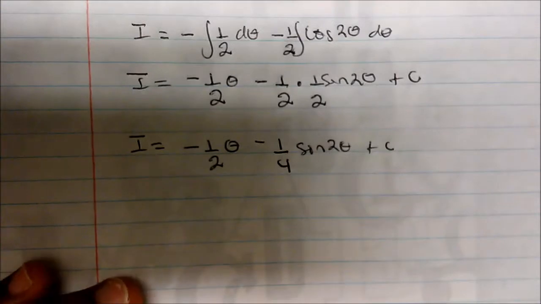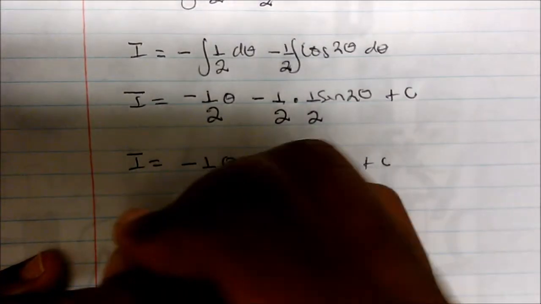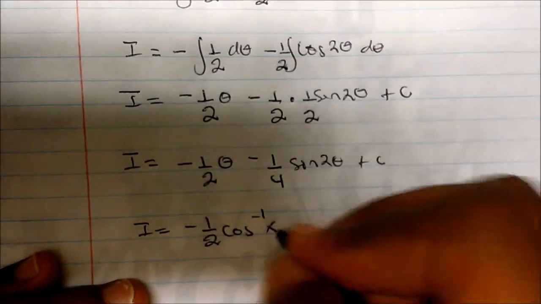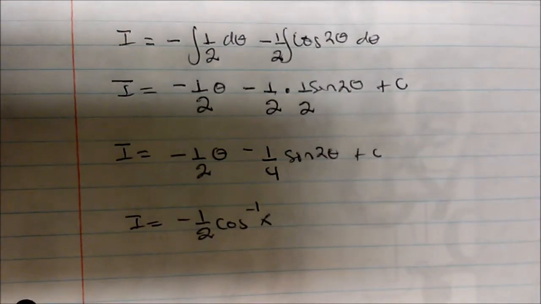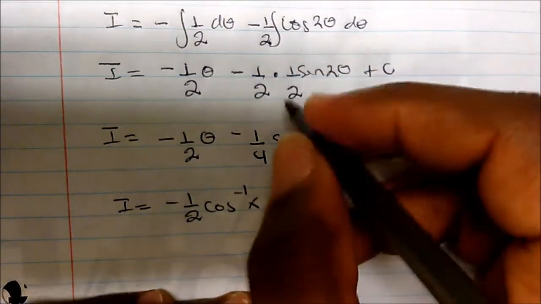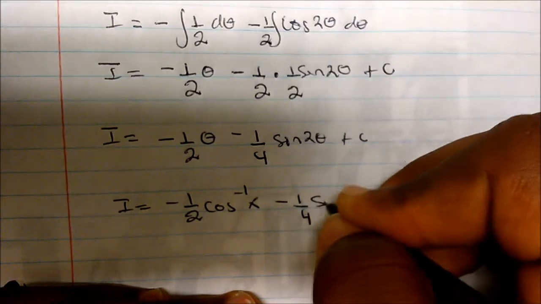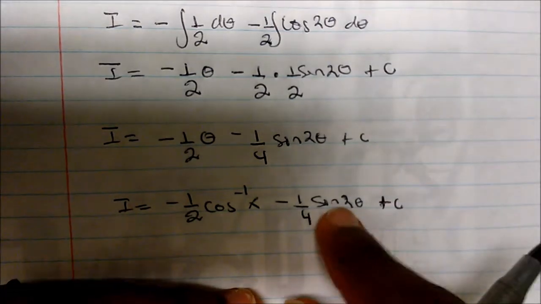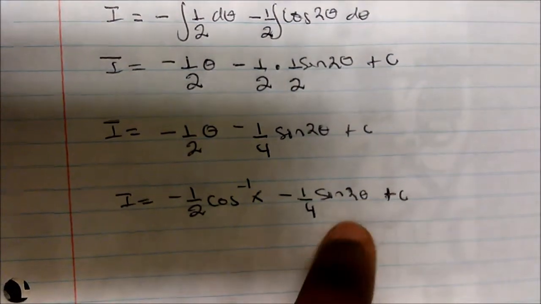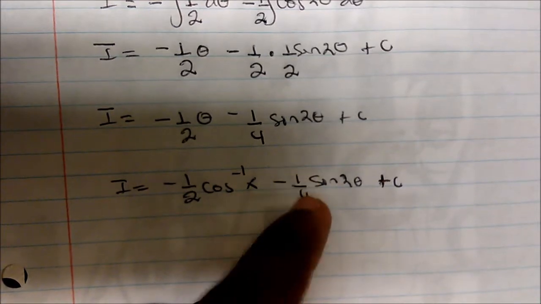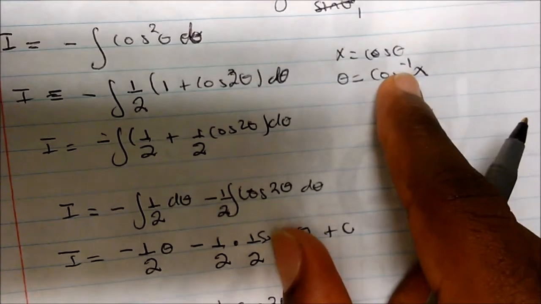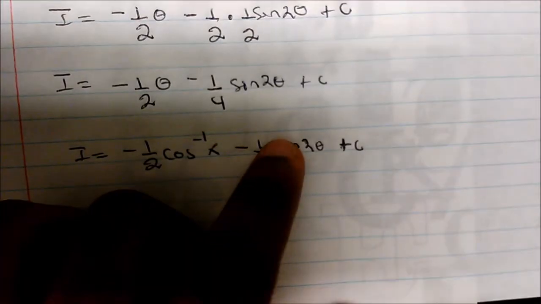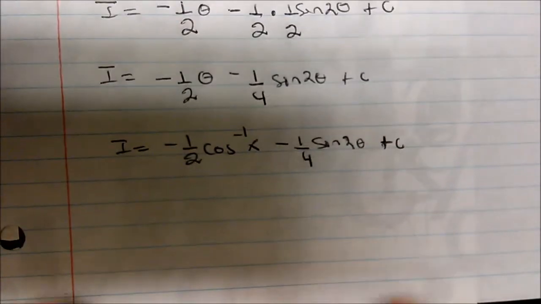So my integral now will be given as negative 1/2 cosine inverse of x, because that's what theta is equal to, minus 1/4 times sine 2 theta plus c. Notice I did not plug in theta here, and there's a problem. For this sine 2 theta, we can't just say this is sine of 2 times cosine inverse of x. That does not work. That's wrong.